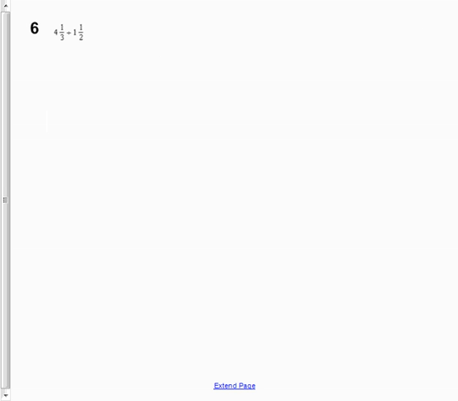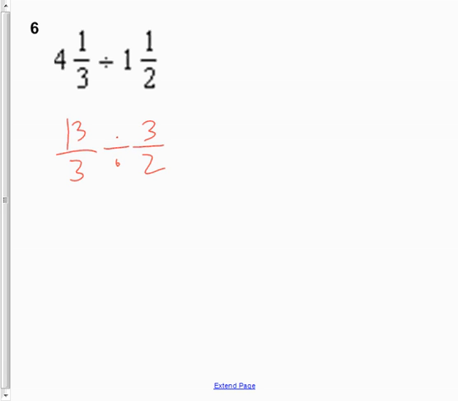Question 6, 70% of you got it right. 23% of you left it as a mixed fraction, or improper fraction, excuse me. So if I extend it here, most of you got it right though. 13 thirds is what 4 1/3 is as an improper fraction, divided by 3 halves.